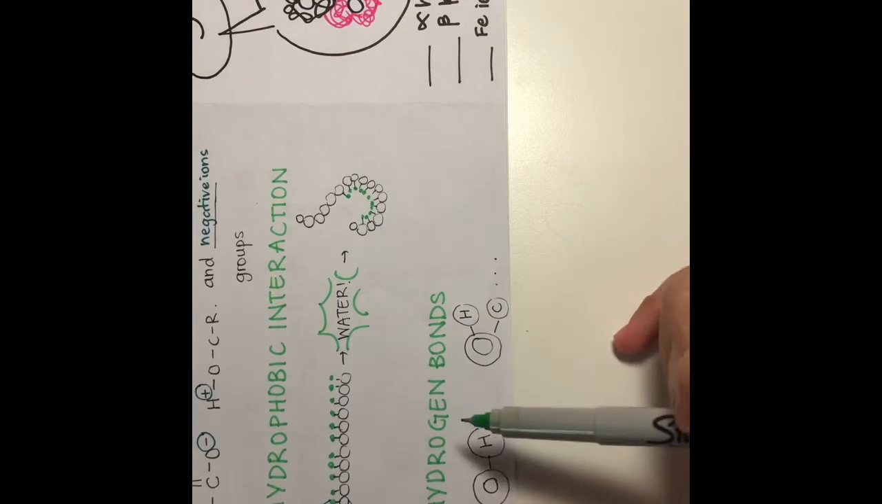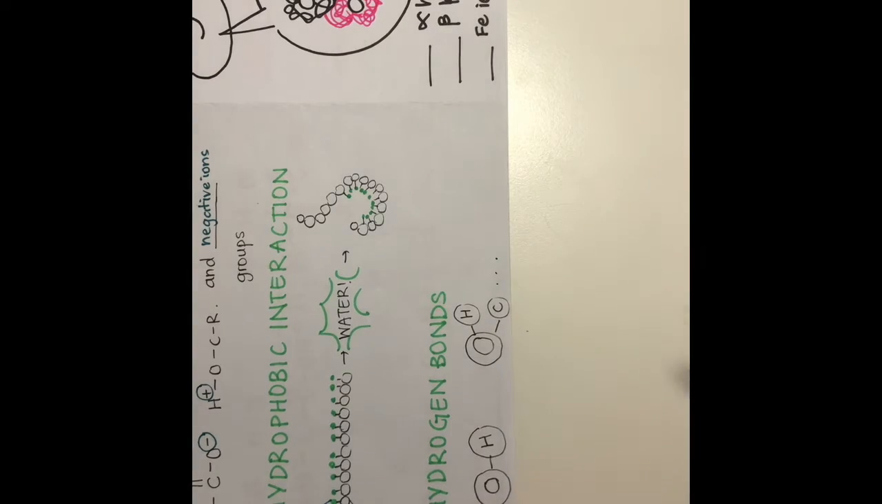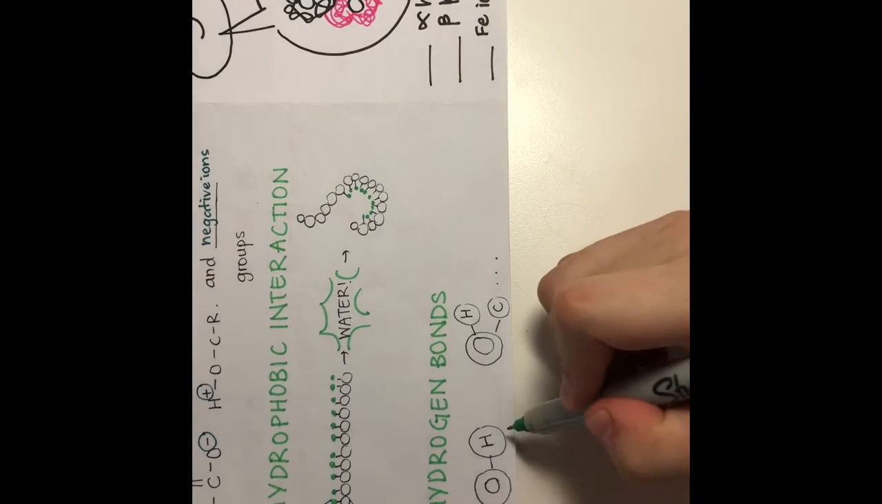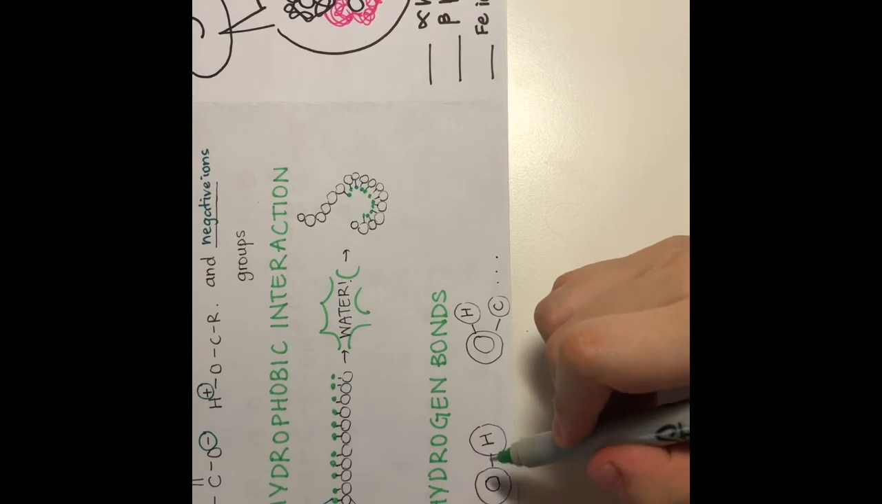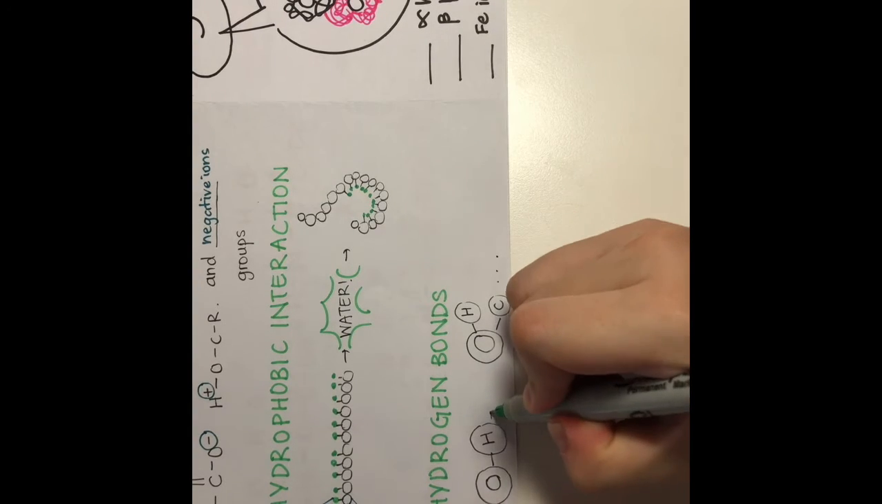Lastly, we have hydrogen bonds, which we're all familiar with, which is between a hydrogen atom of one molecule and the oxygen atom of another molecule.